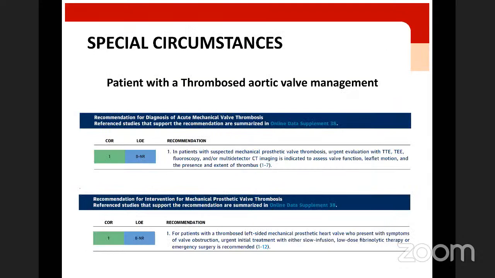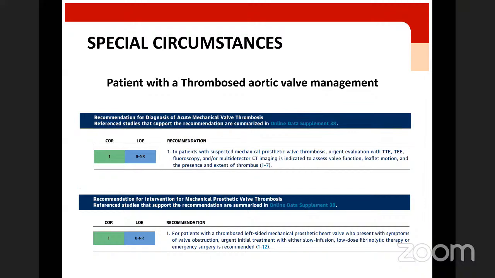All right. In case of acute mechanical valve thrombosis, the American Heart Association recommendations are still the same. This is the recommendation for diagnosis here, and this is the recommendation for intervention if that diagnosis is confirmed. So all suspected cases should go for an urgent echo, TEE, and other imaging modality to assess three things: valve function, leaflet motion, and extent of thrombosis. This will be a class 1A recommendation, class 1B recommendation.